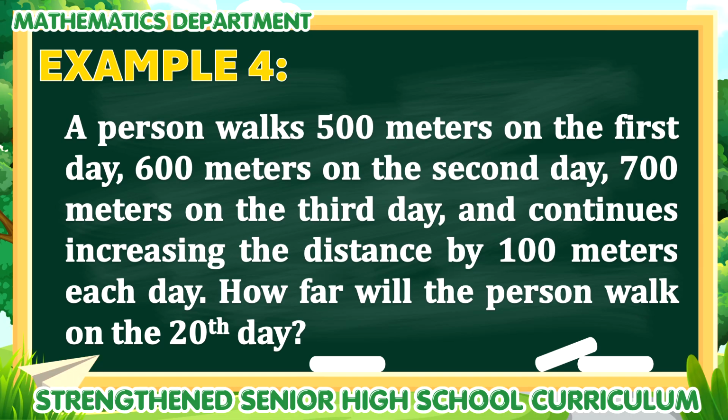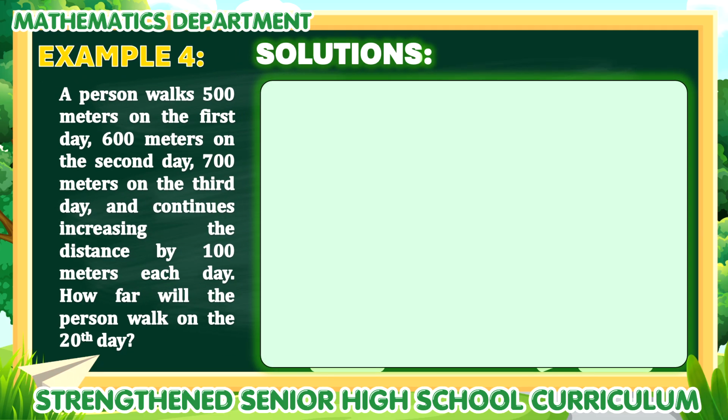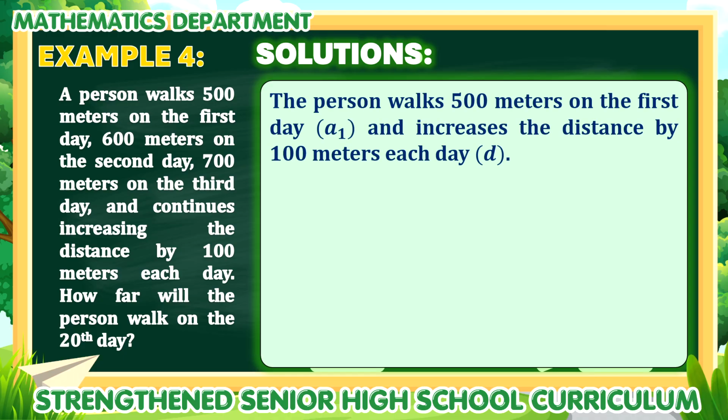For our last example, a person walks 500 meters on the first day, 600 meters on the second day, 700 meters on the third day, and continues increasing the distance by 100 meters each day. How far will the person walk on the 20th day? Based on the problem, the person walks 500 meters on the first day, so this 500 meters here will serve as our a sub 1, and it increases the distance by 100 meters each day. So this 100 meters will serve as our common difference.